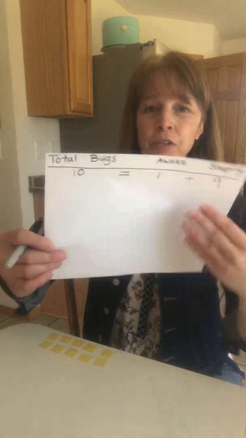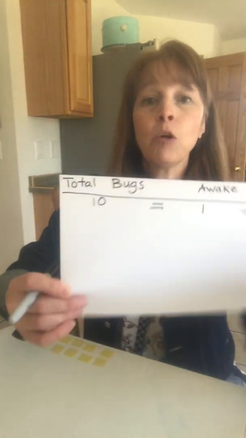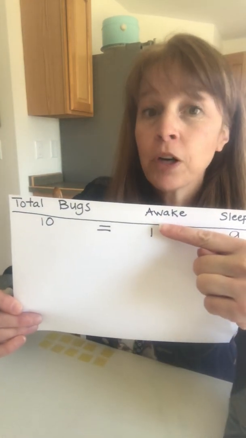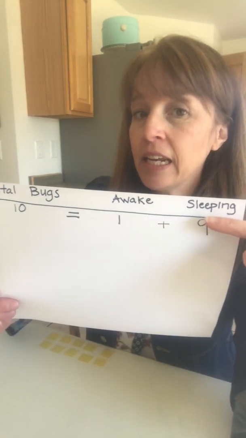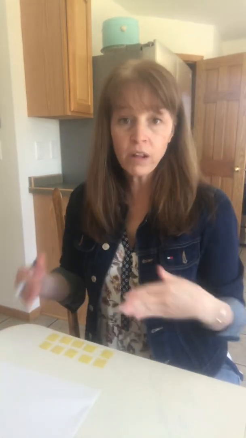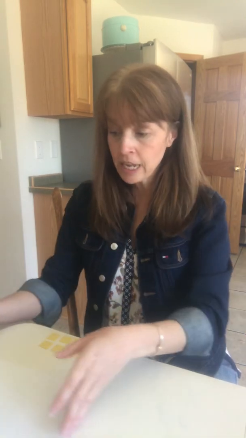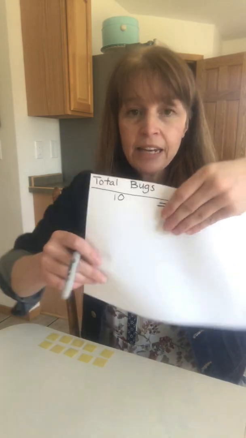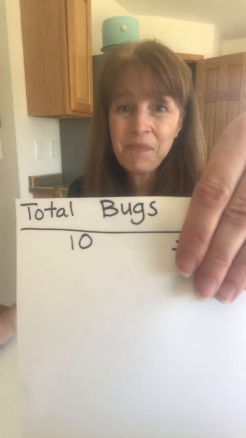So on your piece of paper, you're going to write a few things. We're going to make a little chart. The first thing is to write total bugs. Then you're going to write the word awake and then the word sleeping. So right now, all of my bugs are asleep. I've turned them all over. And so I can write here, total bugs 10. Can you see that? I have 10 bugs.